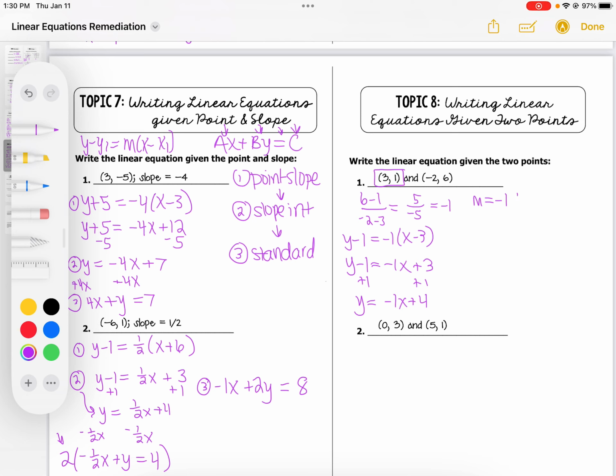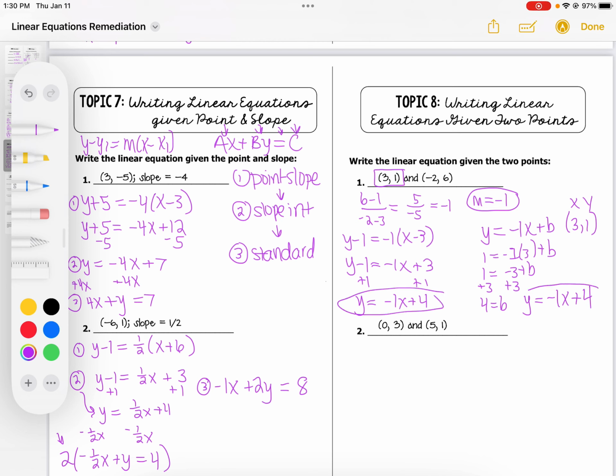Or, after you found the slope, you could create your equation with what you have so far. Pick a point, could use the same one, 3, 1. Replace 3 in for x and 1 in for y. Solve it out. You get 4 is equal to b, which means your equation altogether has a slope of negative 1 and a y-intercept of 4. Same thing we got here. Different methods to do it.